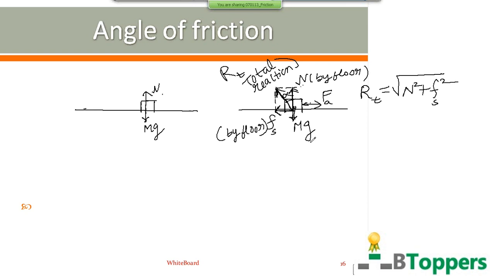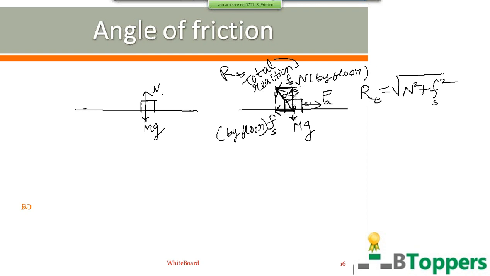So here I have constructed a rectangle by representing the normal reaction and static frictional forces by the adjacent sides of the rectangle. So the diagonal of the rectangle represents the total reaction force. Now in a rectangle opposite sides are equal, so the length of this side will also be equal to Fs. So we have a right angle triangle here.